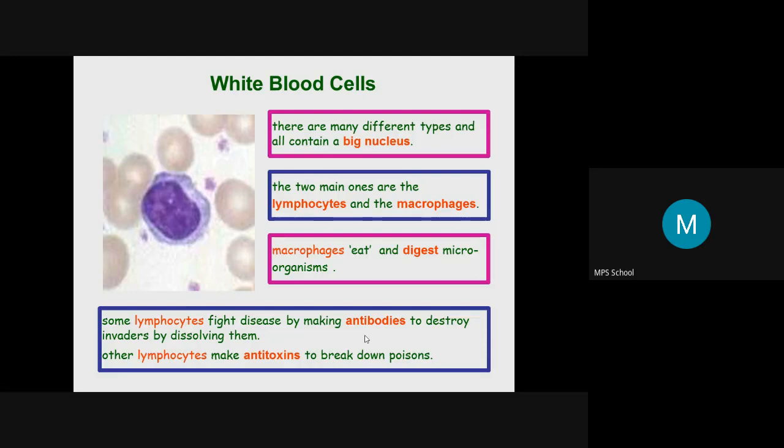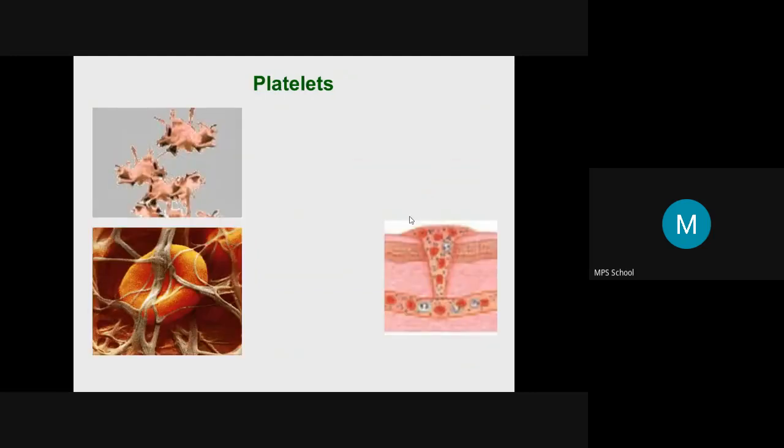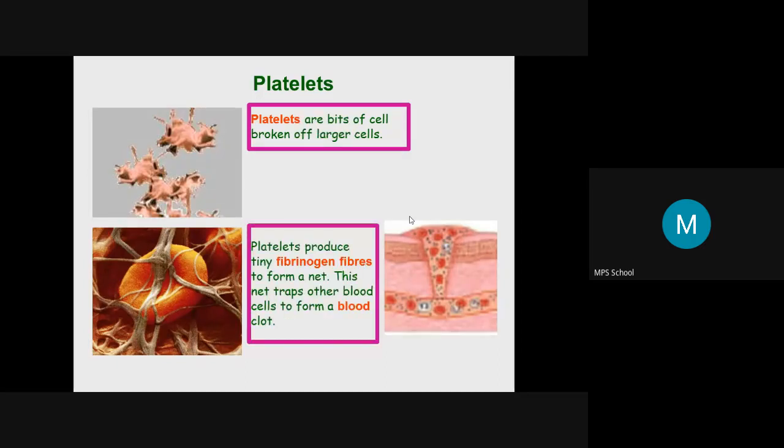See, in this white blood cell, you just remember two terminologies. White blood cell is also called leukocytes, and the white blood cells contain lymphocytes and macrophages, which fight against the germs. Just remember these two points about white blood cells. And this is a platelet. How do platelets work? I will tell you. They produce fibrinogen fibers.